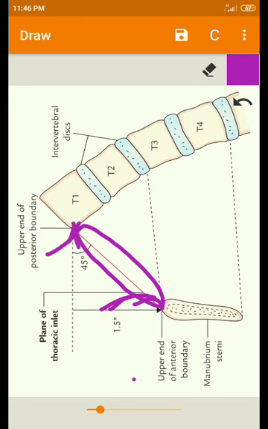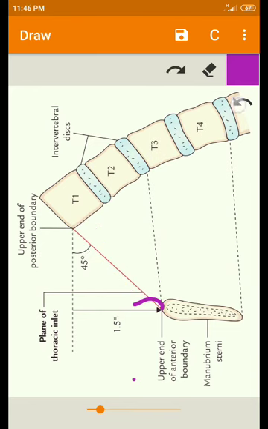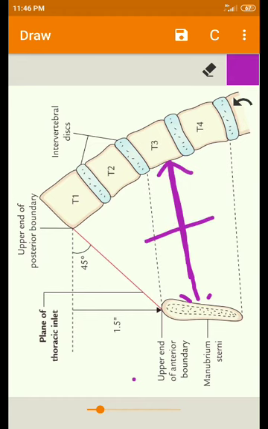It is kidney shaped. Its transverse diameter is about 4 to 5 inches, whereas the AP diameter is about 2 inches. This is the lateral view, so we can see only the AP diameter. The AP diameter is about 2 inches, whereas the transverse diameter is about 5 inches. This is about the inlet of thorax.